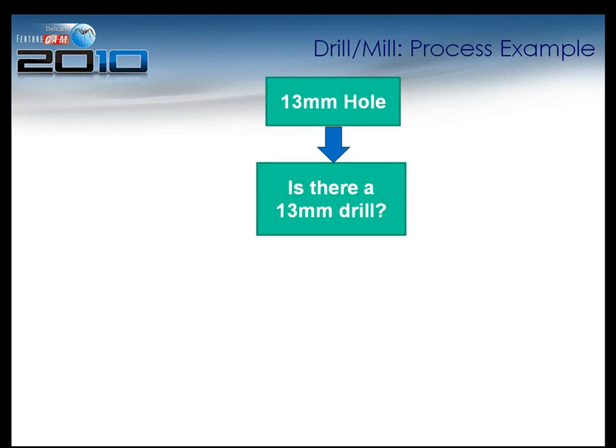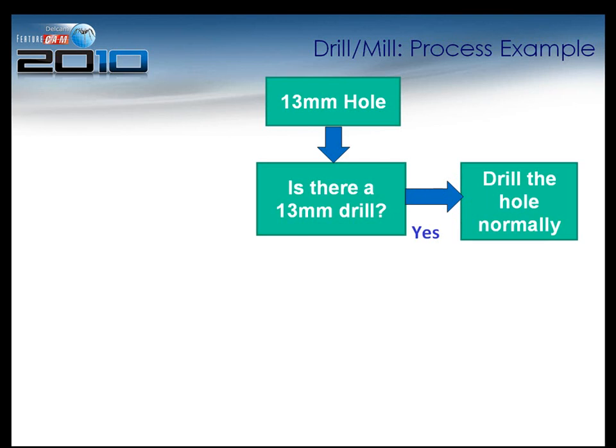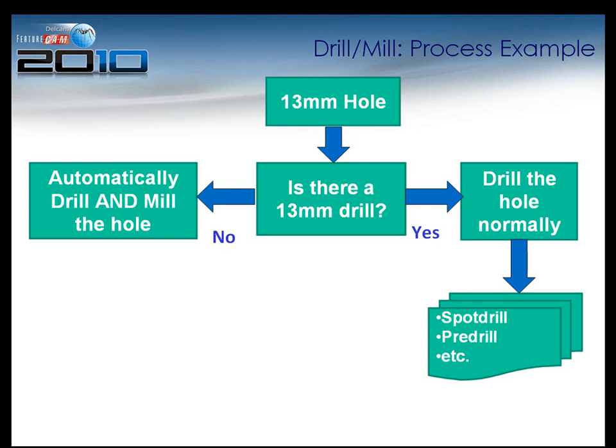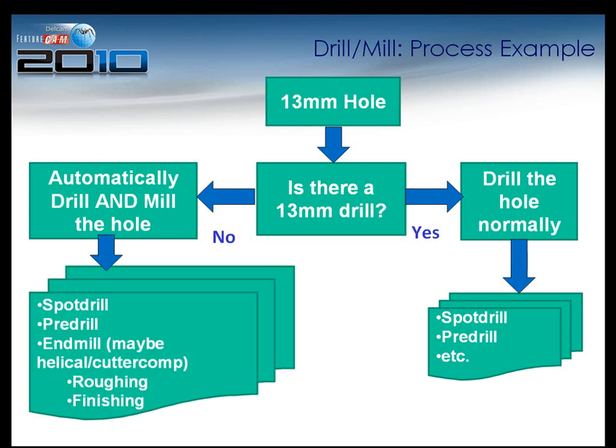So you ask the question, is there a 13mm drill? If yes, then you drill the hole normally as you would do with FeatureCAM. This includes your spot drilling, pre-drilling and so on. However, invariably you might not have these tools. In which case, what we want to do is automatically drill and mill the hole. This includes your spot drilling and pre-drilling, but it also includes the use of an end mill, maybe some helical machining, maybe some cutter compensation, but it will include the roughing and finishing operations to machine that hole.